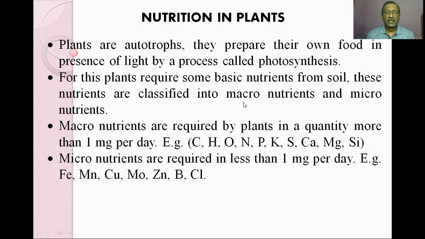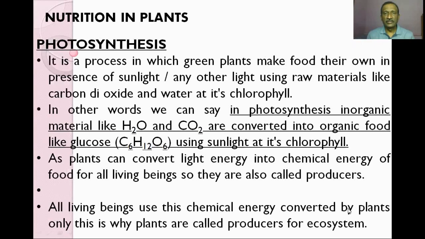And these nutrients, in class 9, we studied that the nutrients in the plants are classified into two types, either macronutrients or micronutrients. Macronutrients are carbon, hydrogen, oxygen, nitrogen, sulfur, phosphorus, magnesium, and silicon. Whereas micronutrients are required in a very small quantity, and there are like sodium, copper, molybdenum, and so on. Okay. So these are the nutrients that will be used in photosynthesis. Come to next.